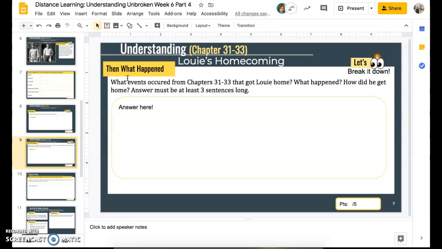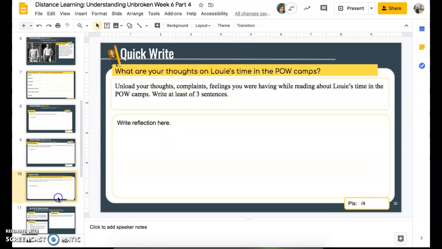How did they get home? What happened? How did they get from the prison to home? That's it. That's what we want to know, okay? So spend some time and just write it down. Your answer must be at least 3 sentences long, and then it's worth 5 points. Okay, so take some time and write it down. The answer will come up, you guys, in 31 through 33. Okay, we're not tricking you here.